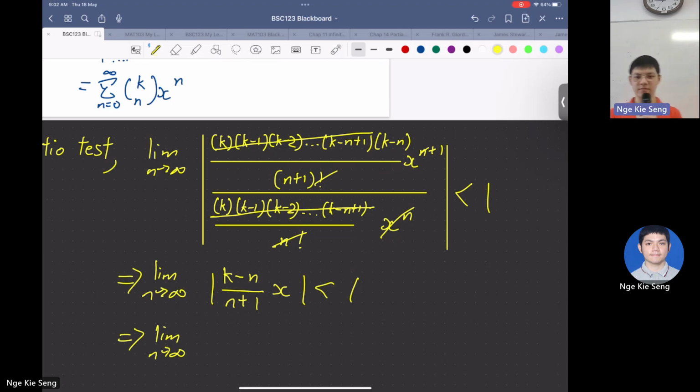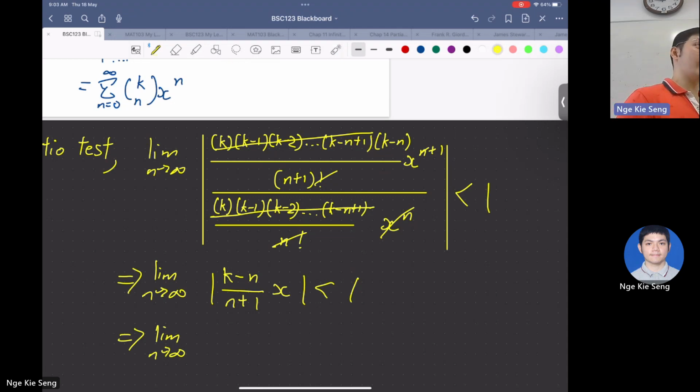Can you get rid of the modulus? Why? K is a positive integer, okay, sure. How about k minus n?